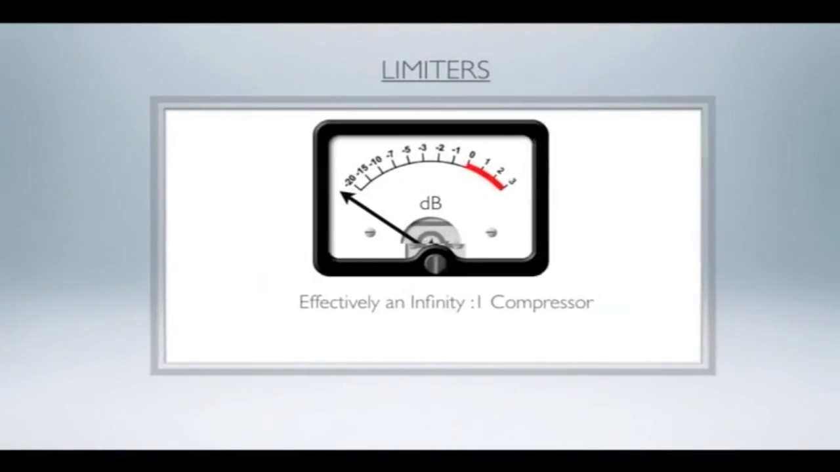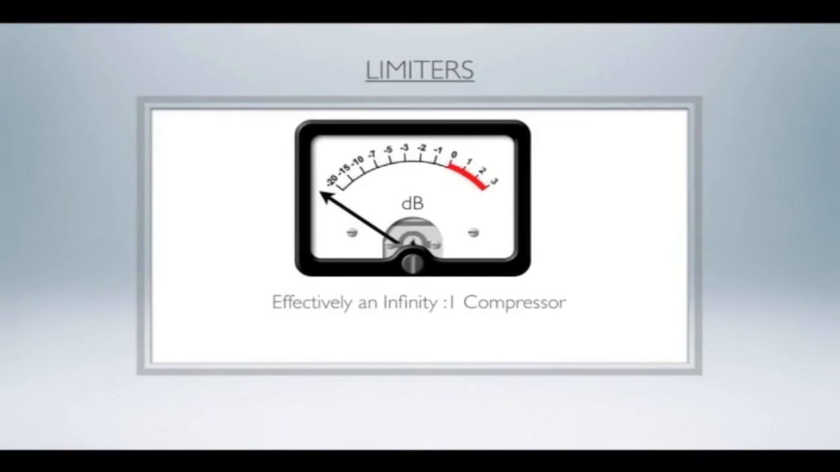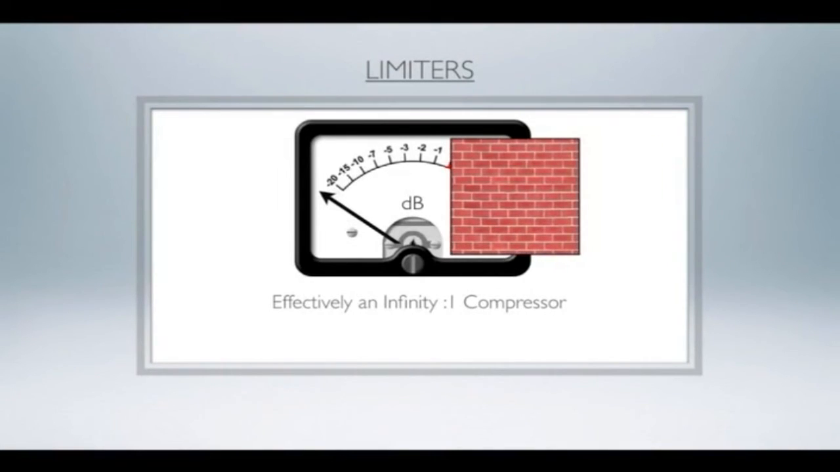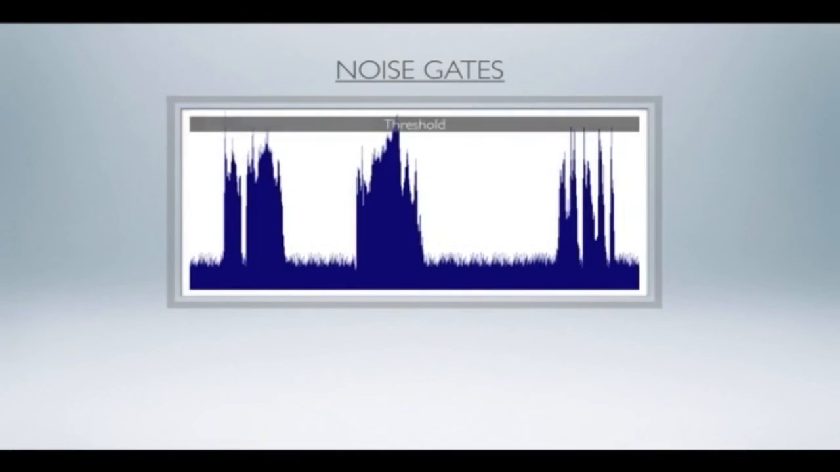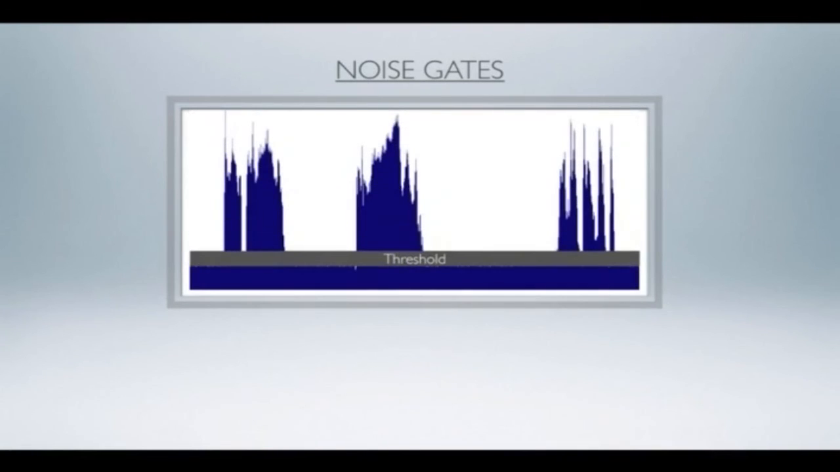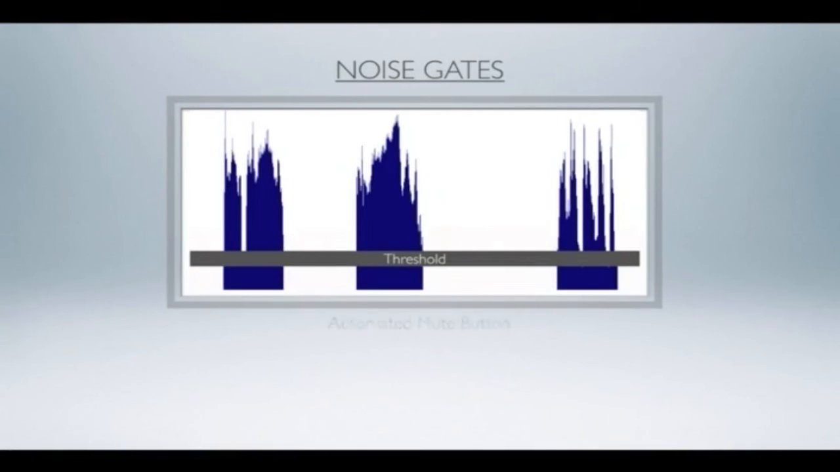Now, if we were to look at limiters, basically a limiter is effectively an infinity-to-one compressor. It's almost like a brick wall that's been placed there so that the signal cannot get any further after that. Now, noise gates are just a great way of taking out low-level noise. Just like a compressor, they also have a threshold, and the whole idea is you bring that down, and then whatever doesn't get above that threshold just effectively gets cut out. It's almost like an automated mute button. It's really great for things like noisy guitar amps.